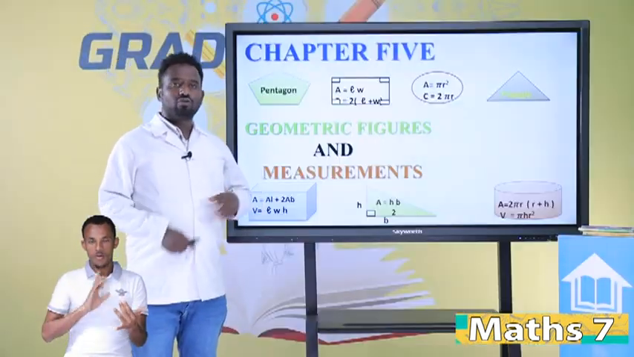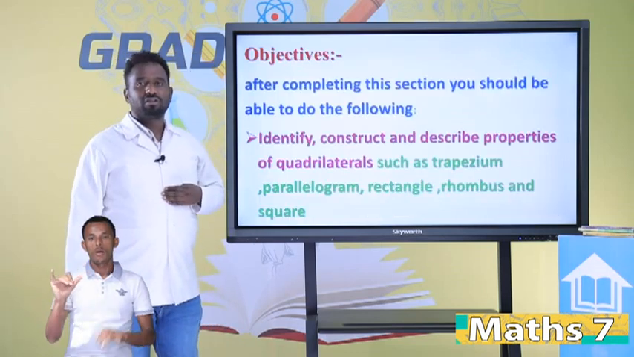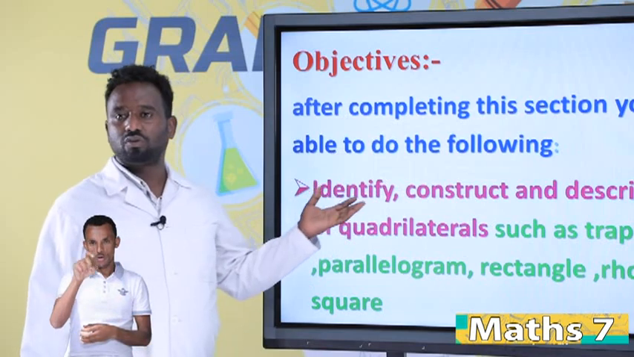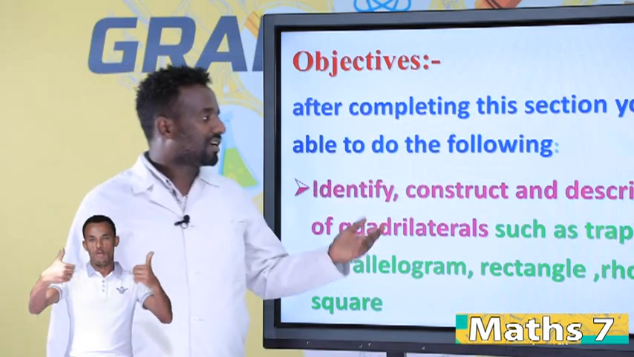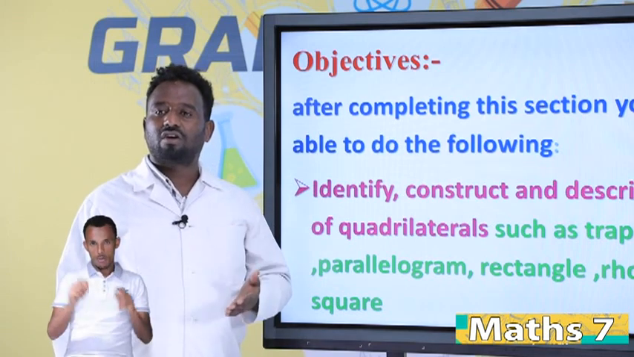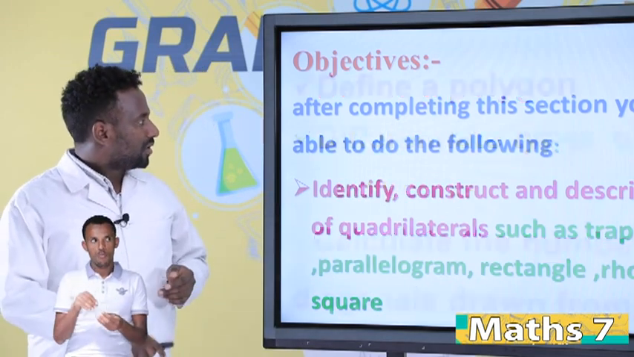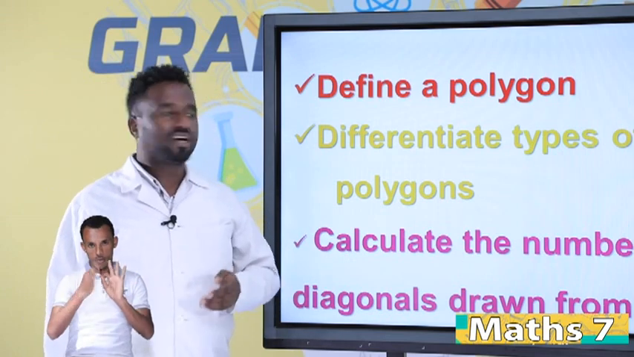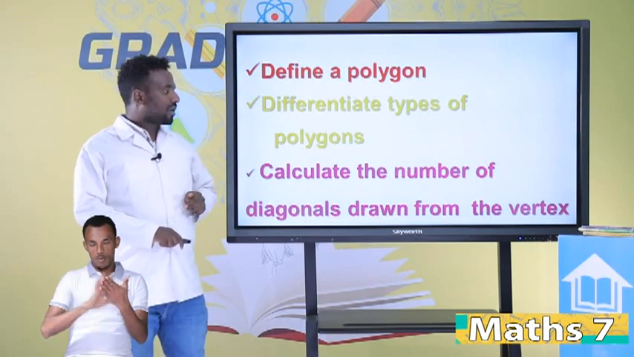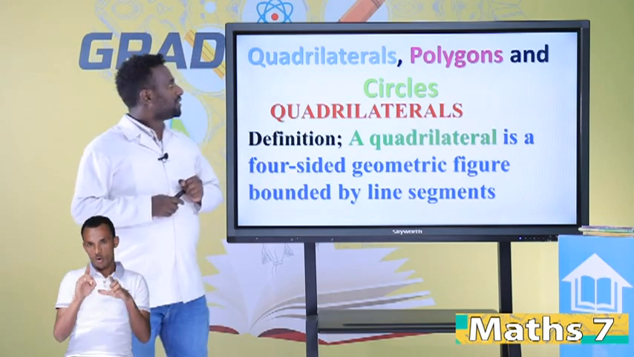Today we are going to summarize chapter 5, geometric figure and measurement. In this chapter summary session, you should be able to identify, construct and describe quadrilaterals such as trapezium, rectangle, rhombus, square, and also define a polygon, differentiate the types of polygon, and calculate the number of diagonals drawn from one vertex and all possible diagonals on the given polygon.